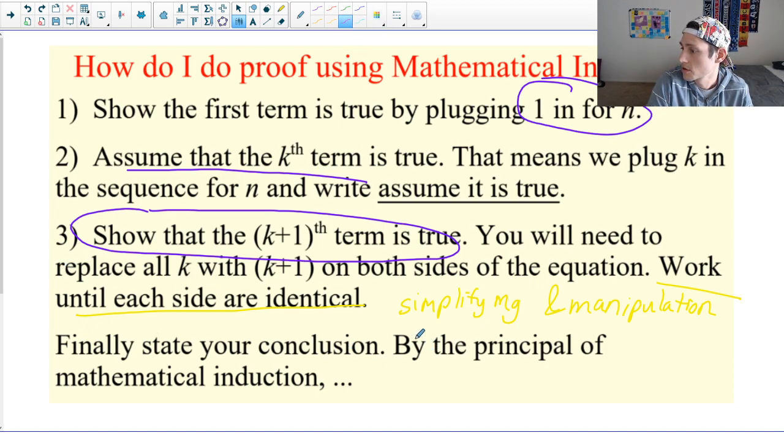Finally, state your conclusion. So we will start off by writing by the principle of mathematical induction, or we'll write by PMI.